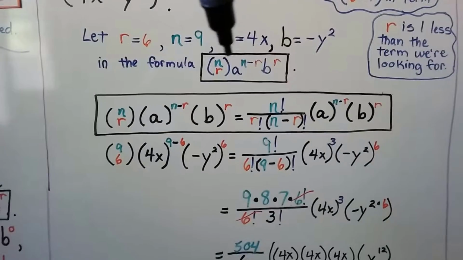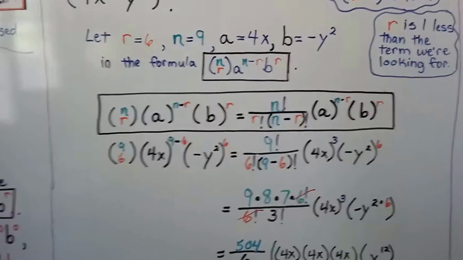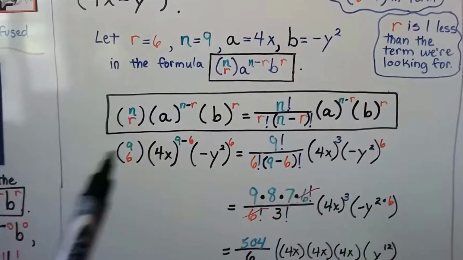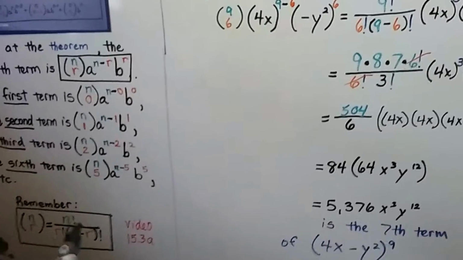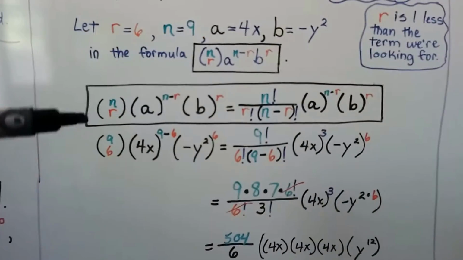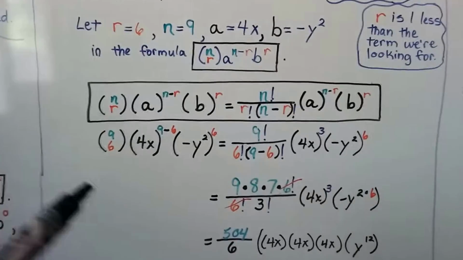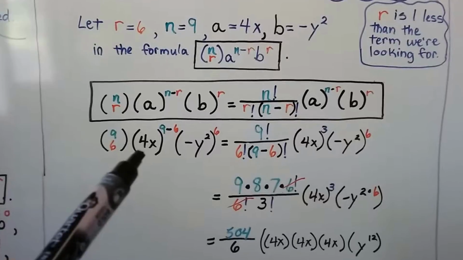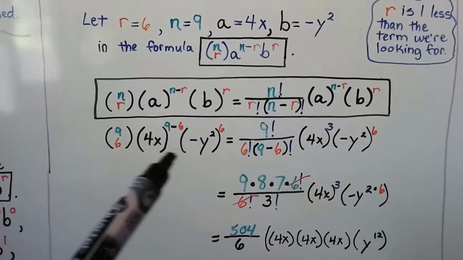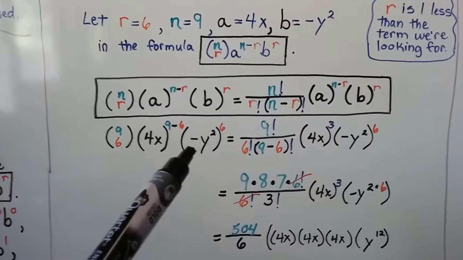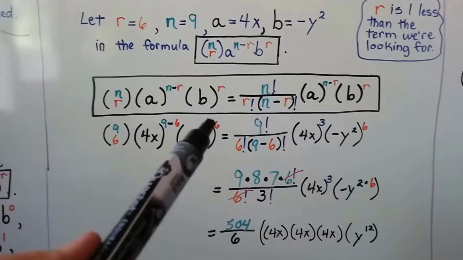So here we've got our formula. We're going to plug this information into here, and we know the n choose r is this part of the formula. So we're going to do 9 choose 6. Here's our a, our 4x, and we need to do n minus r, so it's going to be 9 minus 6. Then here's our b, our negative y squared, and it's going to be raised to the 6th power.